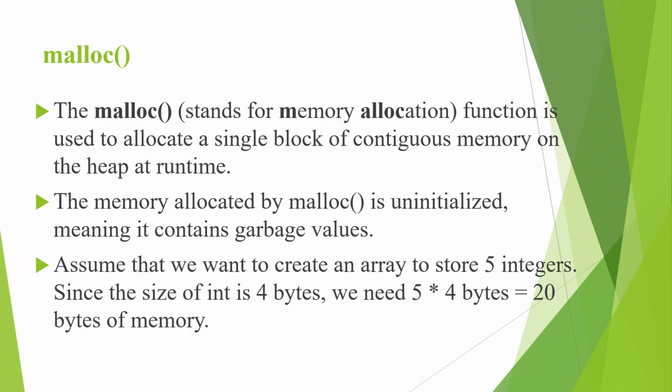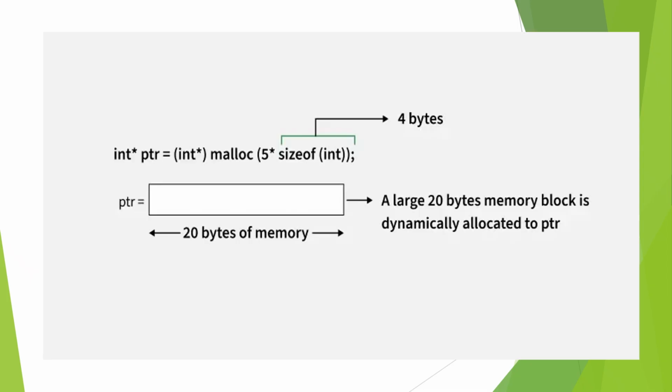Now let us discuss malloc. As we know, malloc stands for memory allocation and it is used to allocate a single block of contiguous memory on the heap. For the syntax, we take a pointer, give the pointer type, then malloc and sizeof. Here we can see the syntax of malloc.